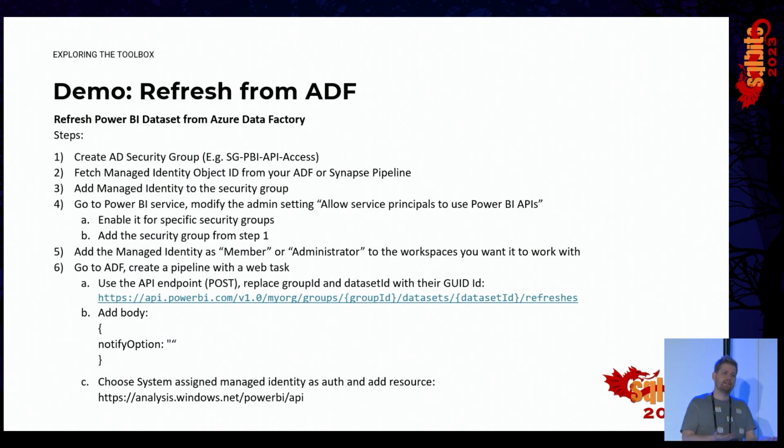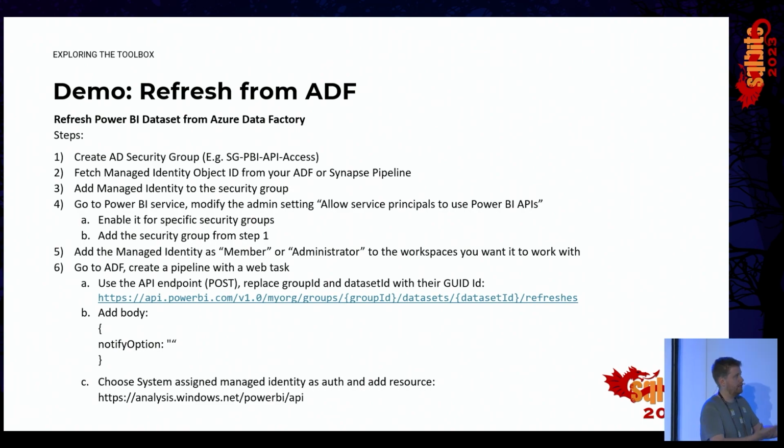We need to have an AD security group in our Azure tenant. We need to get the identity object from our Azure Data Factory or Synapse. Then we need to add this managed identity to that security group. And finally, add that security group to an option in our Power BI Admin Center. So this means if you ever want to set this up, you do need to involve people in your organization who have access to your Azure Active Directory, as well as people who have access to your Power BI admin settings. So anyone who's a Power BI administrator.